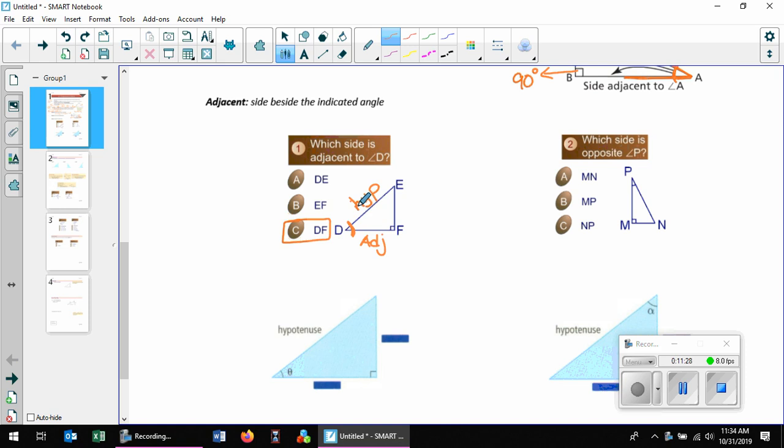Which side is opposite to P? First thing we do is find where P is. Found it? So angle P is up here. What side is opposite to that? MN. Right? Because it's opposite, it's across from it. Did that help?